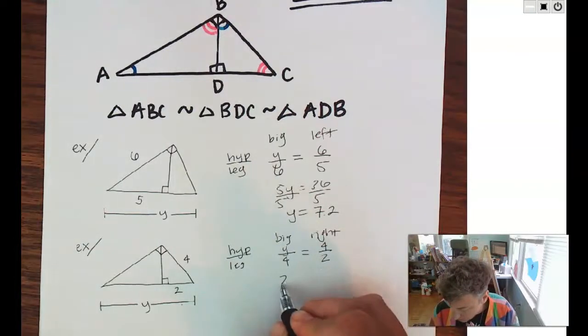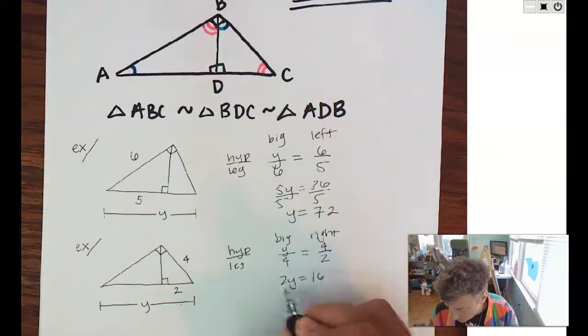Cross multiply, we get 2y equals 4 times 4 is 16. Divide by 2, and we get 8.